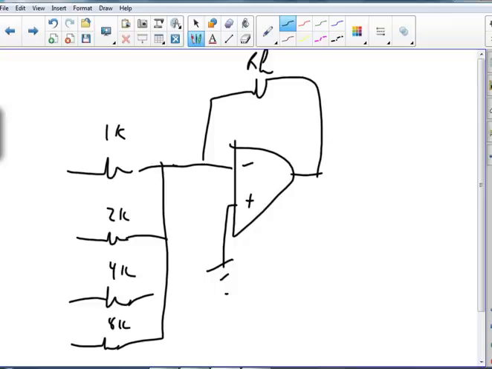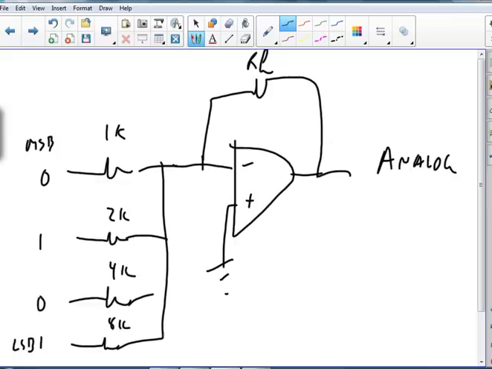Well, now what we're doing is we can take a digital signal, 1, 0, 1, 0, and this is my most significant bit, and this is my least significant bit, and I can change it into an analog signal in my summing amplifier. So now I could do digital to analog conversions in a summing amplifier by just changing the value of the resistor.